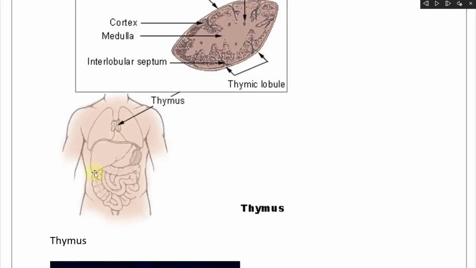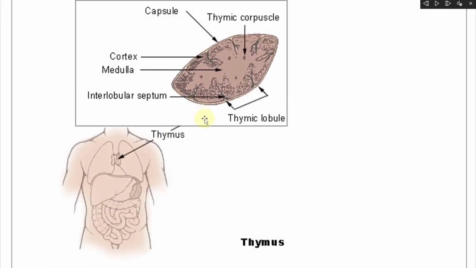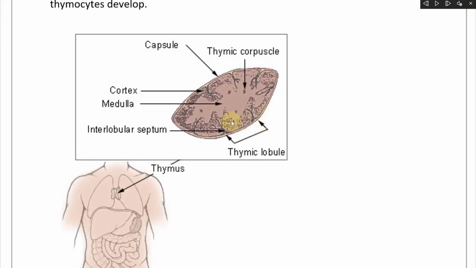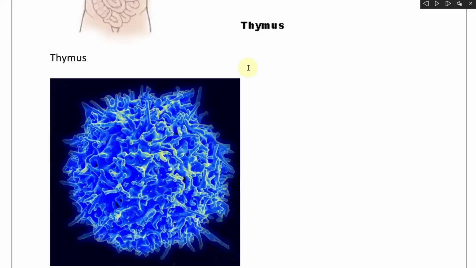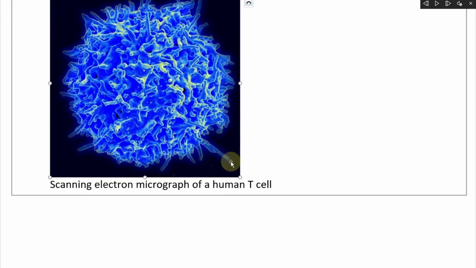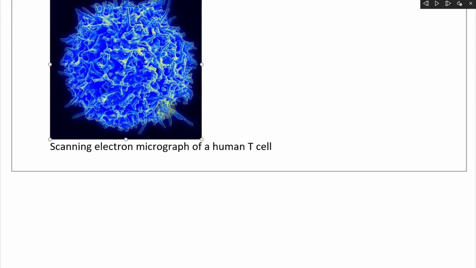So here is the thymus in front of the chest, and you have the thymic lobule there, and the interlobular septum. This is basically a section there, and this is that section right there, the interlobular septum. The medulla is inside, there's a cortex, and this is called a capsule, and there's a thymic corpuscle. Interesting. And here's a scanning electron micrograph of a human T cell. Yes, it looks like a giant blob there.